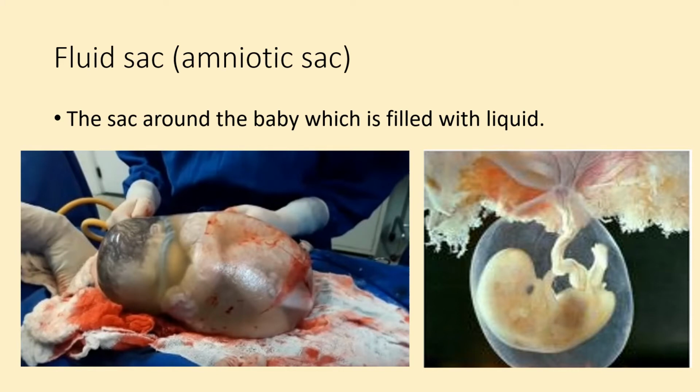Okay, the fluid sac. You probably will have heard amniotic sac or amniotic fluid, but you don't officially need to know this word amniotic. It's good enough for you to know it as the fluid sac. And this is a sac, or like a bag, around the baby that's filled with liquid. So the liquid is there to act like a shock absorber for any bumps that might happen during pregnancy. So this is quite a new embryo inside its fluid sac.